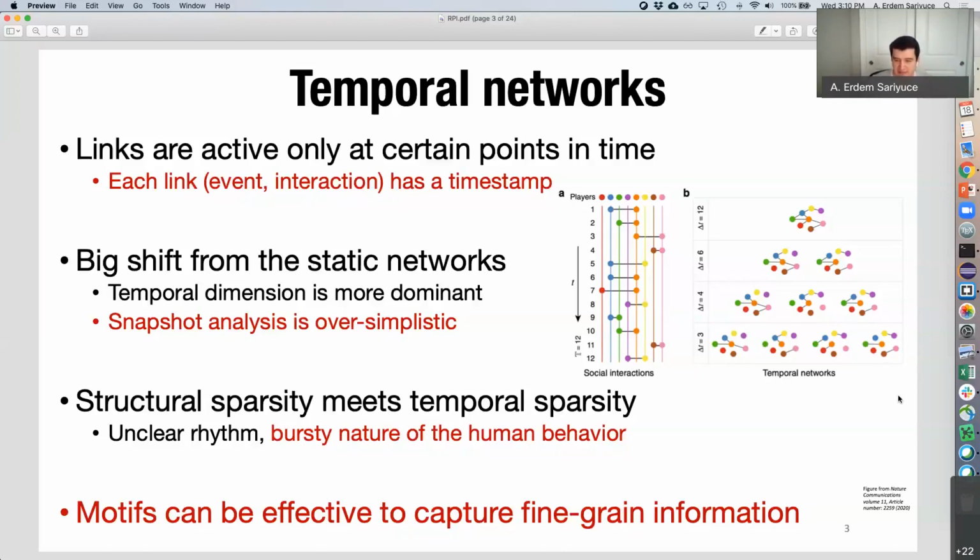And the nice thing about motifs in the context of temporal networks is that motifs focus on these local small structures and can be effective to capture this fine-grained information, which is otherwise lost in snapshot-based analysis. So that's why we believe the use of motifs is kind of promising in the context of temporal networks.